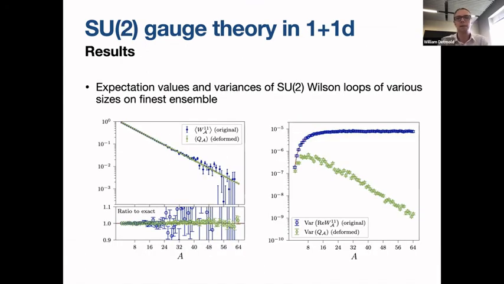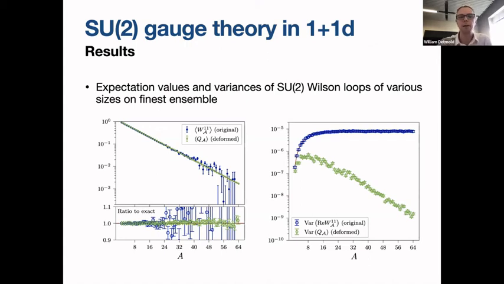And just to flash some examples, this is what happens in SU2. And so this is the expectation value on the left and the variance on the right of the 1-1 component of the Wilson loop of area A. Okay, and the blue points correspond to the original calculation, and you can see the noise is growing exponentially in the area of this loop.